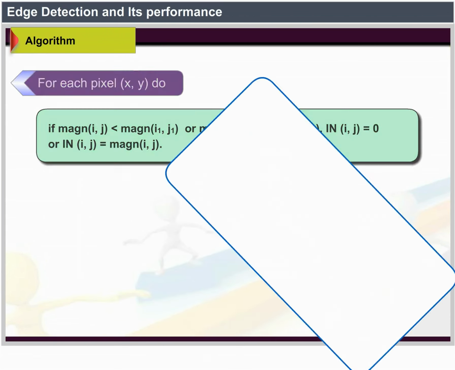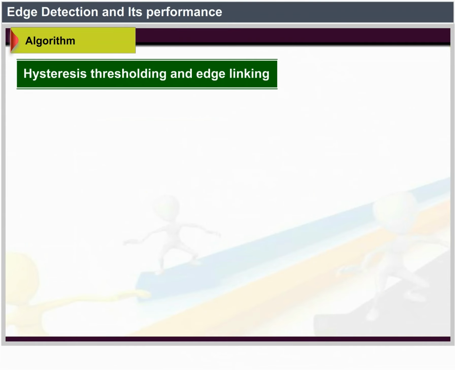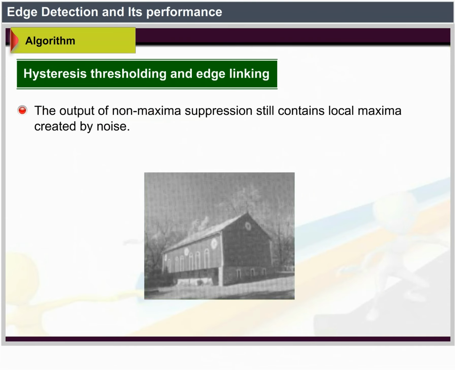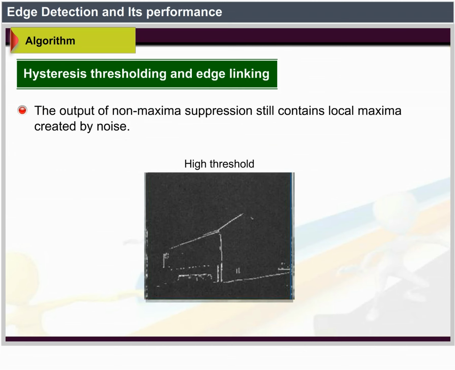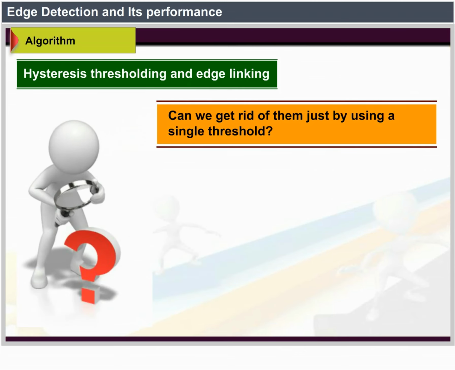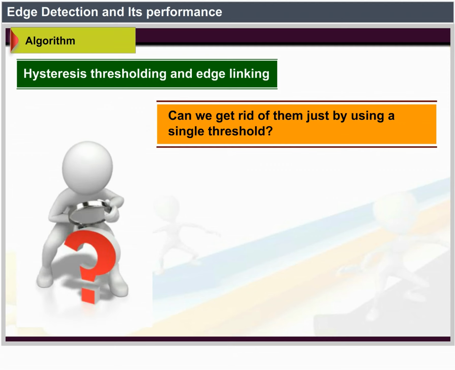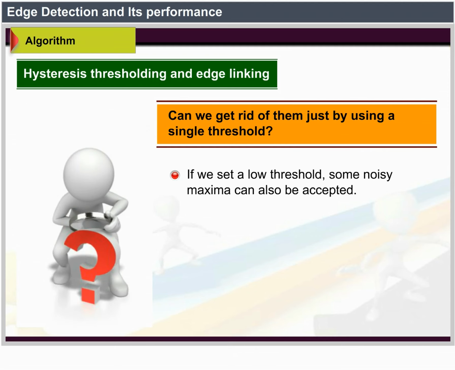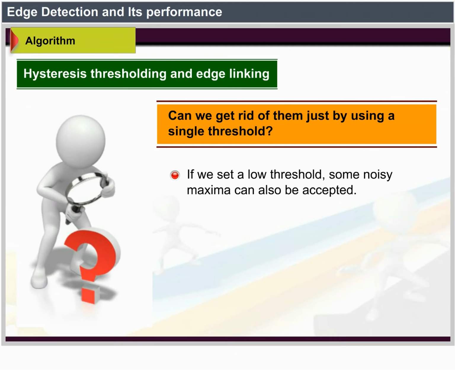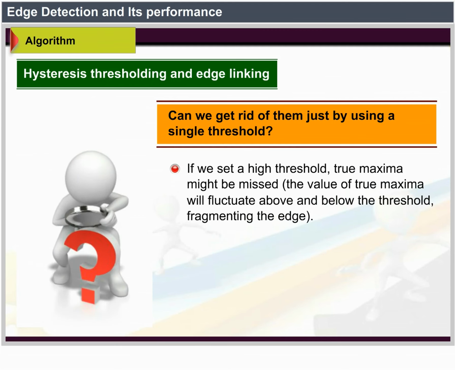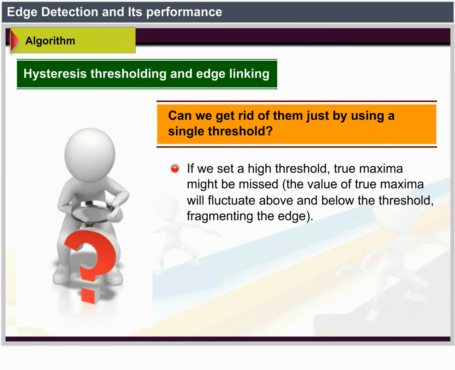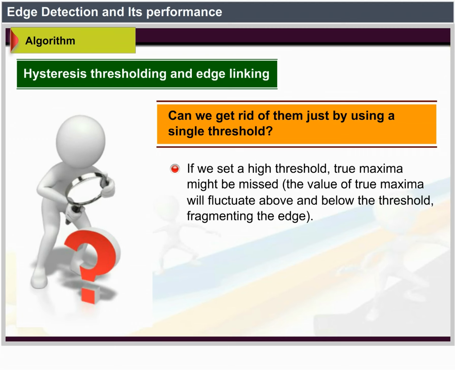Hysteresis thresholding and edge linking. The output of non-maxima suppression still contains local maxima created by noise. Can we get rid of them just by using a single threshold? If we set a low threshold, some noisy maxima will be accepted too. If we set a high threshold, true maxima might be missed. The value of true maxima will fluctuate above and below the threshold, fragmenting the edge.